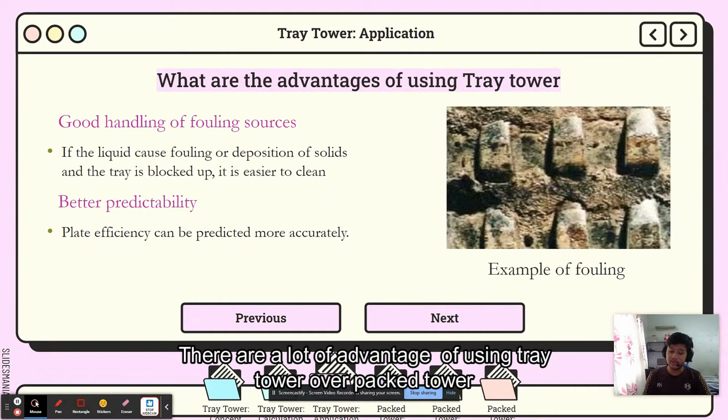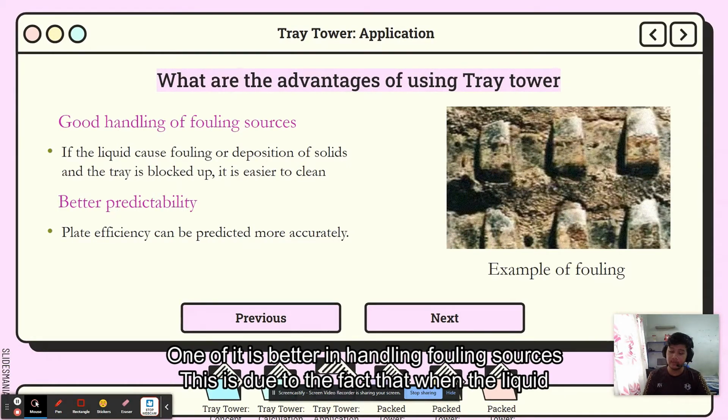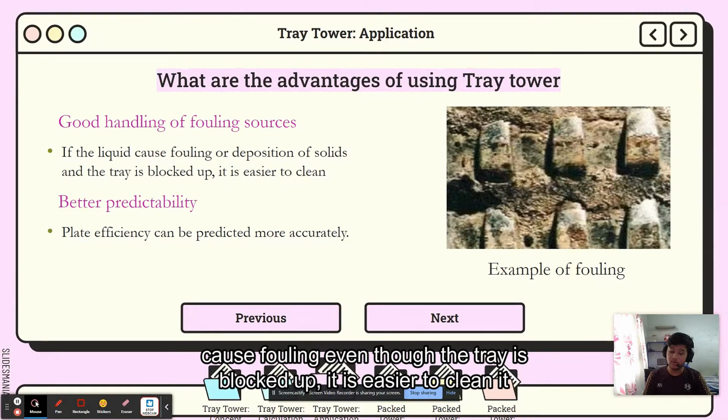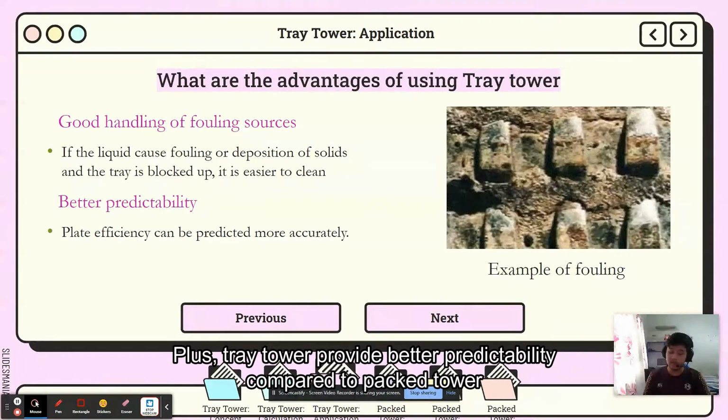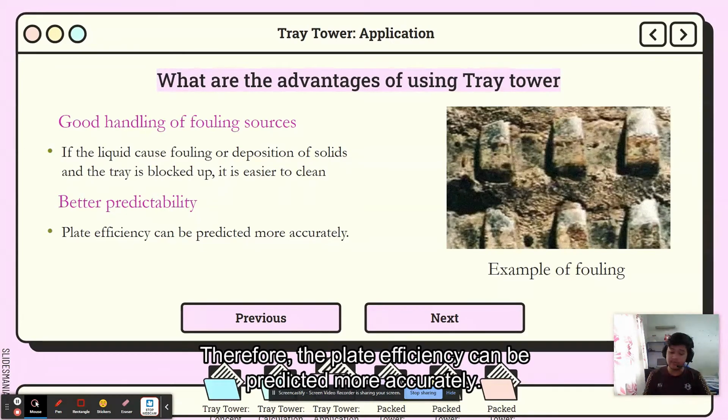There are a lot of advantages of using tray tower over packed tower. One of them is that it is better in handling fouling sources. This is due to the fact that when the liquid causes fouling, even though the tray is blocked up, it is easier to clean it. Plus, tray tower provides better predictability compared to packed tower. Therefore, the plate efficiency can be predicted more accurately.